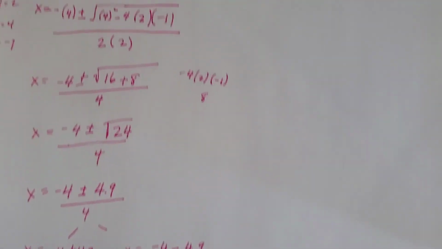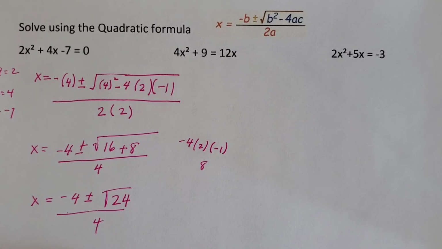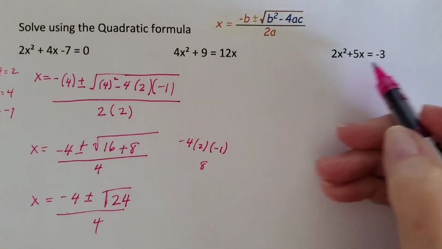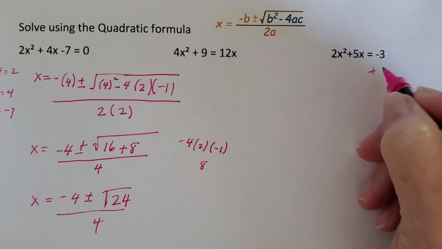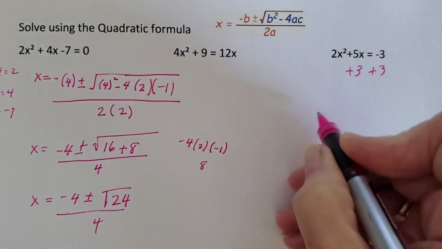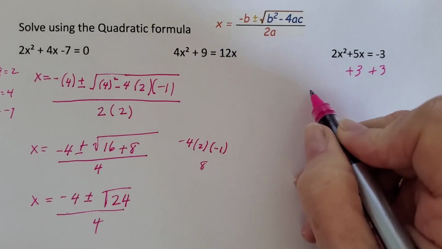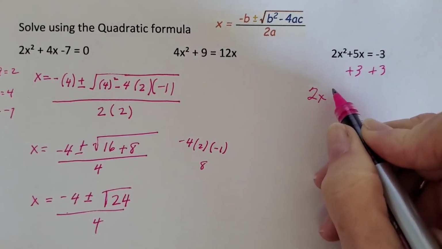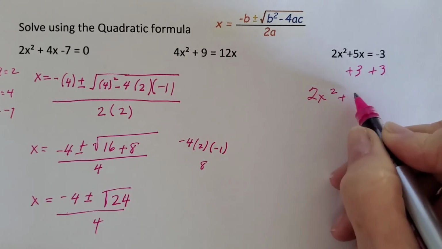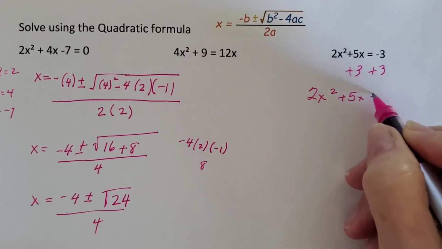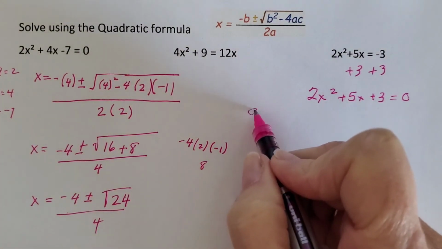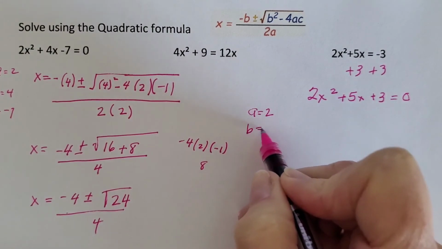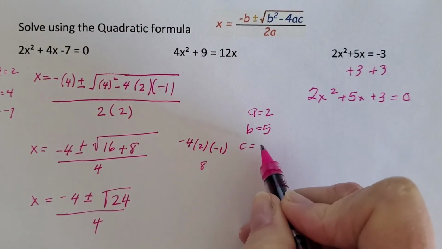Okay, let's look at another problem. So first thing has to be equal to 0. It's not, so we need to add a 3 to both sides. We have to make sure we write our equation in the proper order, standard form. So that's x squared, the x's, and then whatever integers there are, equal to 0. So let's identify. We have a is 2, b is 5, c is 3.